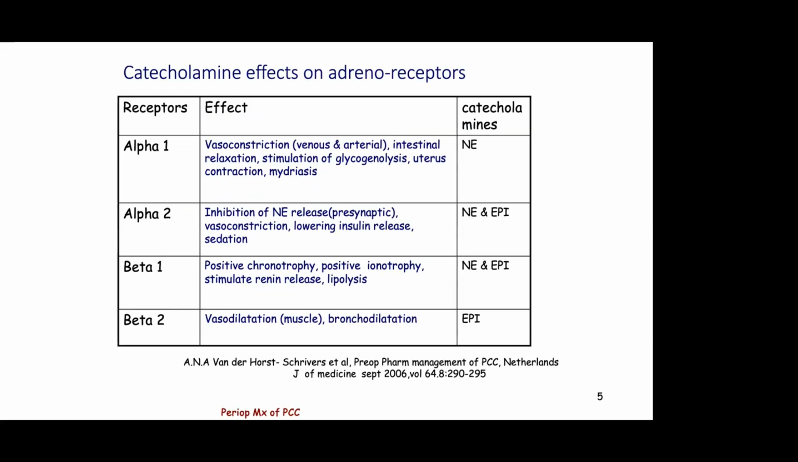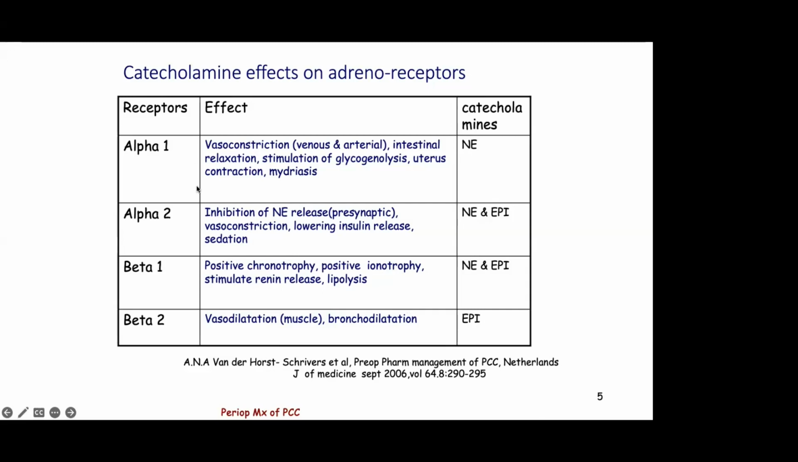So alpha 1 receptors cause both arterial and venous vasoconstriction. The catecholamines that act on these are norepinephrine. This is important for us. And alpha-2 mediated inhibition of presynaptic norepinephrine release, and thus causing vasoconstriction caused by both norepinephrine and epinephrine. Beta-1 stimulation causes heart stimulation in terms of chronotropy, inotropy, and beta-2 stimulation causes vasodilation. So this point is very important because we are not supposed to block beta receptors before blocking alpha receptors.